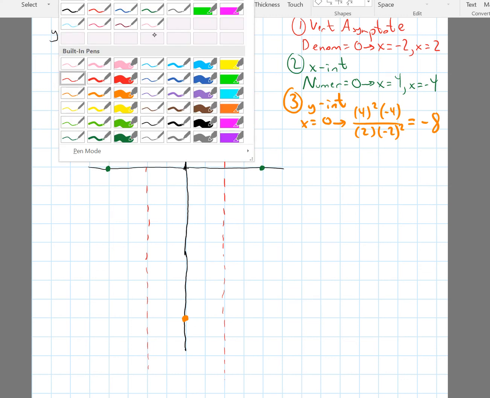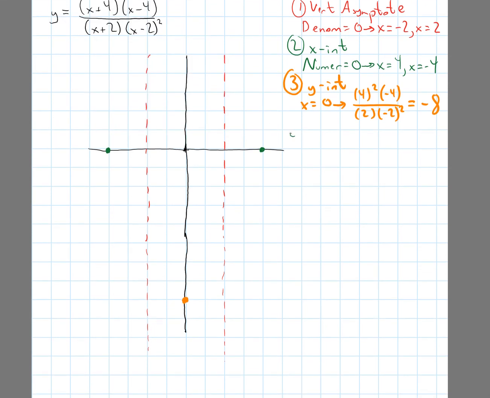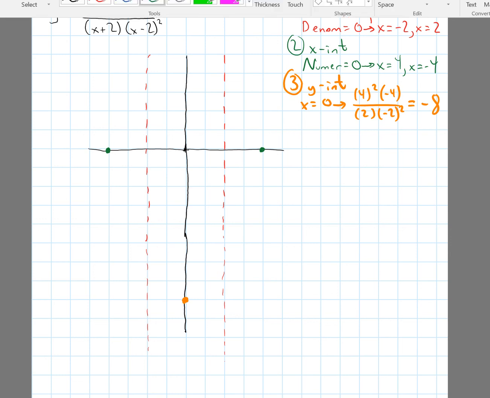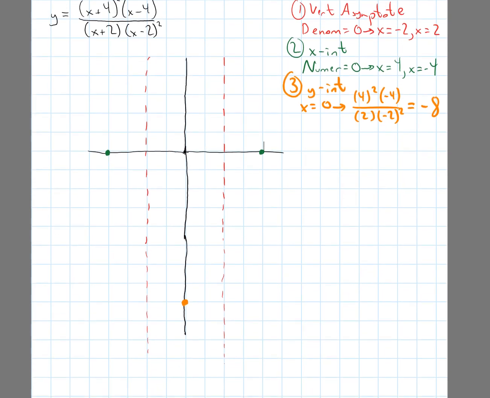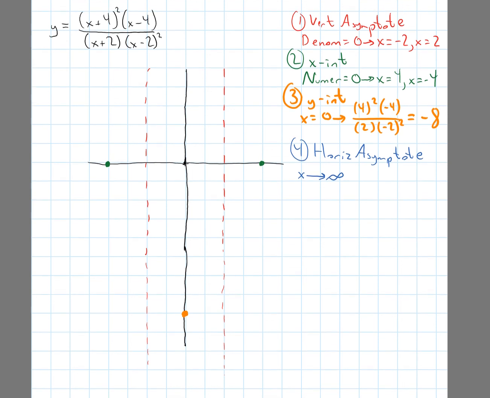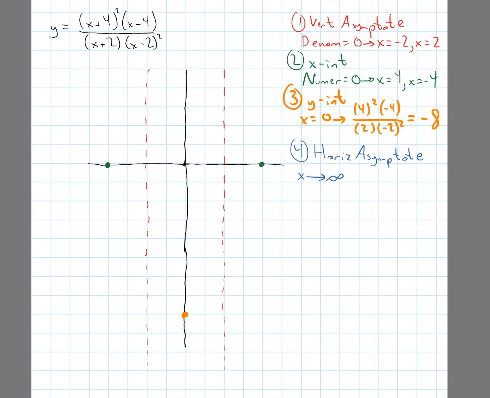Alrighty. Blue here for a horizontal asymptote, which is when x equals infinity, what happens? Or as x goes towards infinity, right? We can't really use infinity algebraically. I'm doing a lot of cheating in here, like with the negative 1/12 thing that I showed.